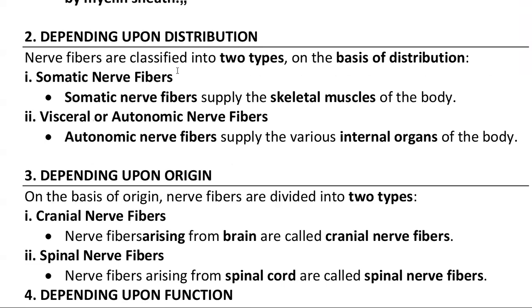Depending upon distribution, nerve fibers are classified into two types: somatic nerve fiber and visceral or autonomic nerve fiber. Somatic nerve fibers supply the skeletal muscles of the body. Visceral or autonomic nerve fibers supply the various internal organs of the body.